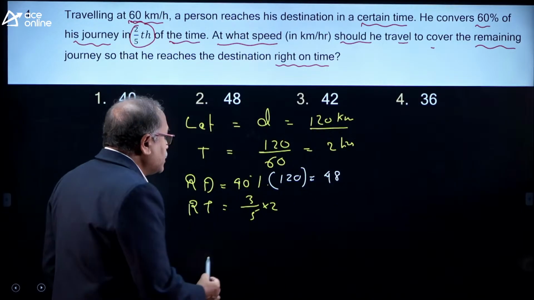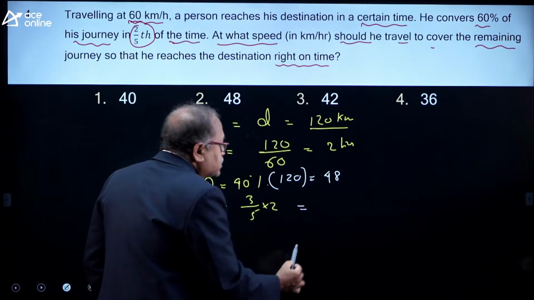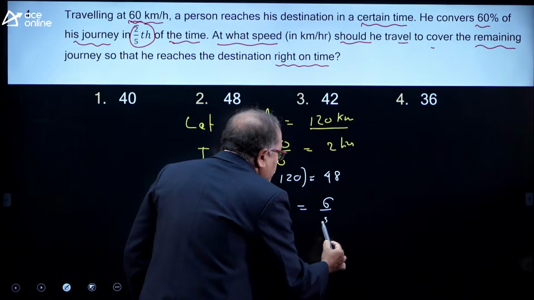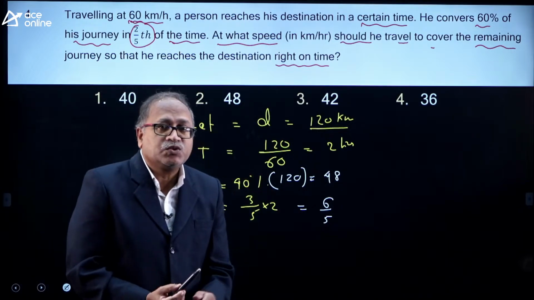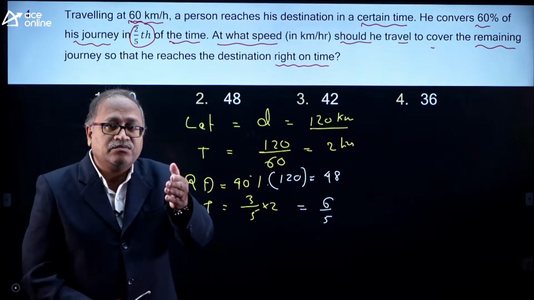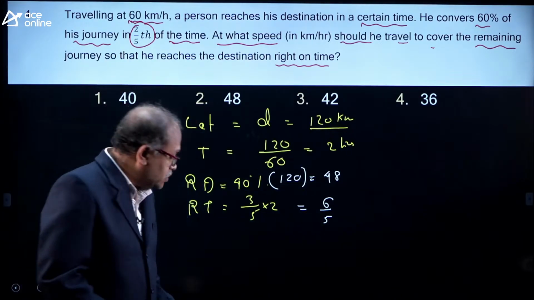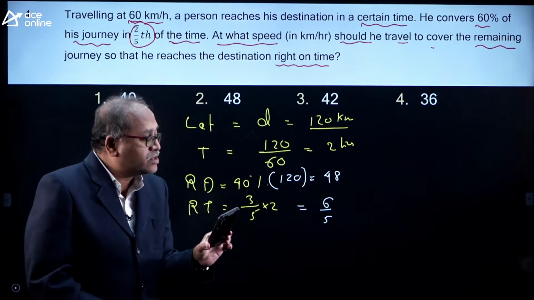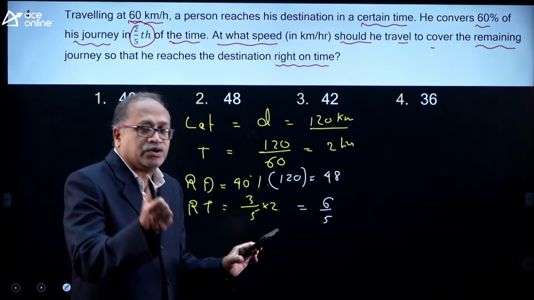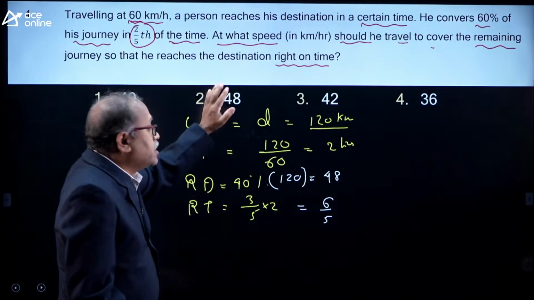And what is the remaining time? The remaining time is 3 into 2 is 6, 6 by 5. Remaining distance by remaining time, I will get the speed. Distance by time is the speed. Anyone answer the question? I can say that Naidu has answered the question and he said 40. Well done, Mr. Naidu. So, this is the approach for questions like this.